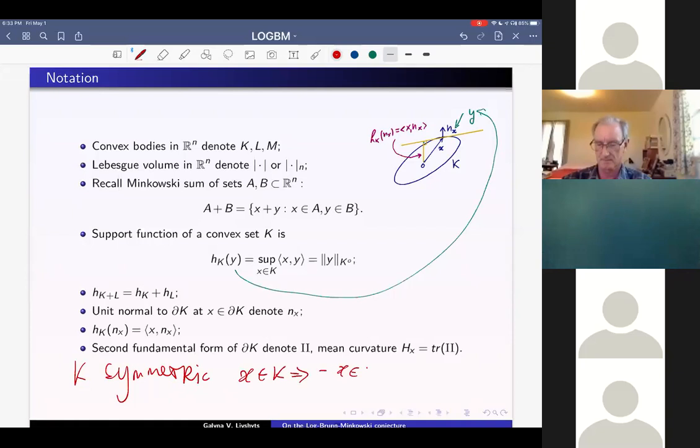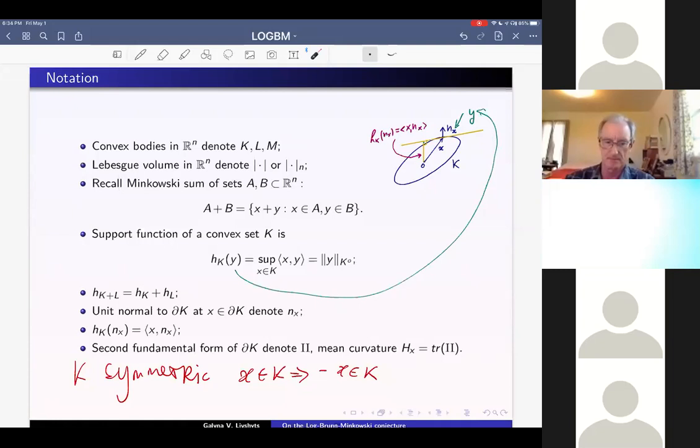Not always, but support functions of convex sets are additive. This is a very nice property. If I add K and L, the support functions just add. I use notation n_x for the unit normal to the boundary of K at the point x. So if this is my x, this is my unit normal, I call it n_x. And support function is just the scalar product of the unit normal and x. So this guy is a support function. Second fundamental form I denote by just standard notation like that. And its trace is the mean curvature. So these are just the notations. Any questions?